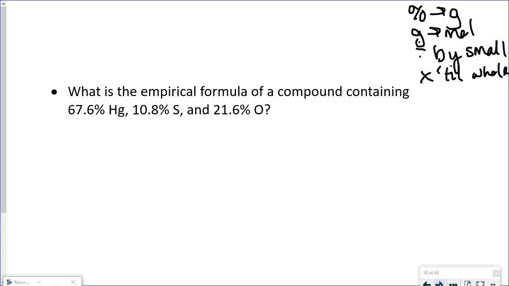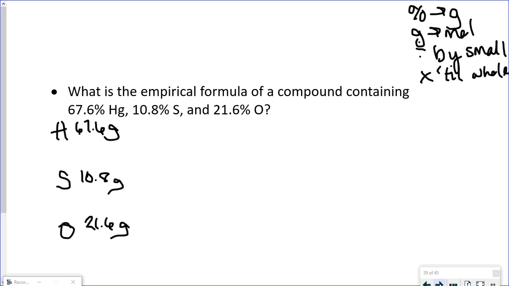So here we have 3 substances, so we're going to have 3 different problems. We're going to have mercury, sulfur, and oxygen. So yet again, percent to mass. For mercury, 67.6% is going to be 67.6 grams of mercury. For sulfur, 10.8% is going to become 10.8 grams. And for oxygen, 21.6% will become 21.6 grams.